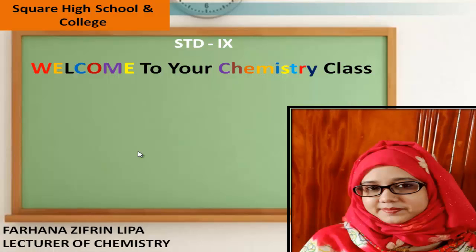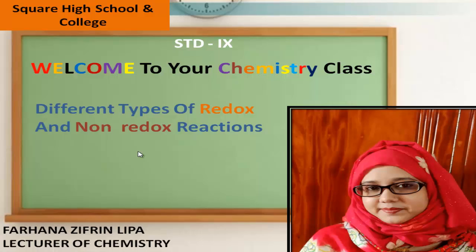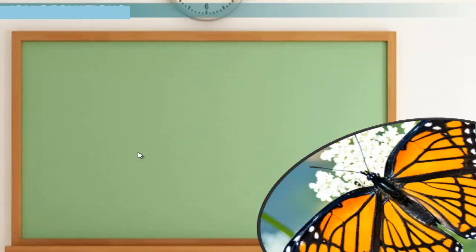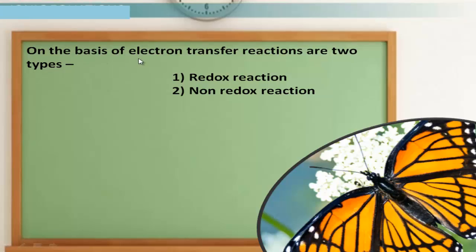Today I will discuss different types of redox and non-redox reactions. In my previous class I discussed redox reactions, but today I will discuss some reactions in which a redox reaction occurs, but they are named as some special types. On the basis of electron transfer, reactions are of two types, redox reaction and non-redox reaction. I have said this in my previous class.